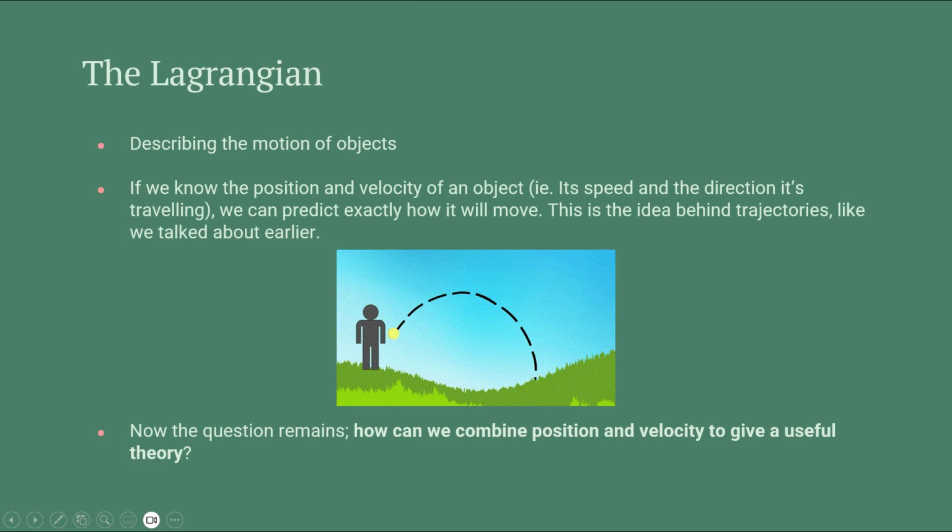Right, back to the Lagrangian. You're used to considering the motion of objects, as we discussed in the previous session, generally as being caused by various different forces. If we know the position and velocity of an object, i.e. the speed and its direction of travel, we can predict exactly how it will move. This is the idea behind trajectories, like we talked about. Now, the question does remain, how can we combine position and velocity to give a useful theory here?